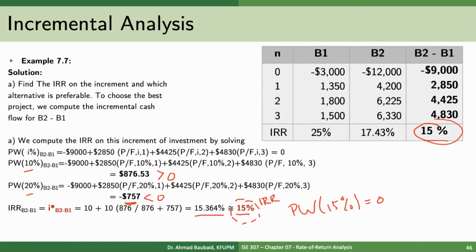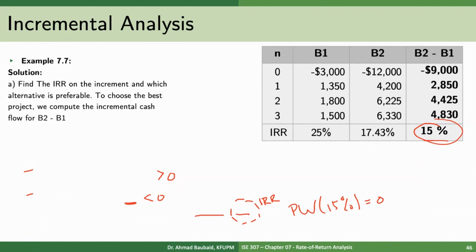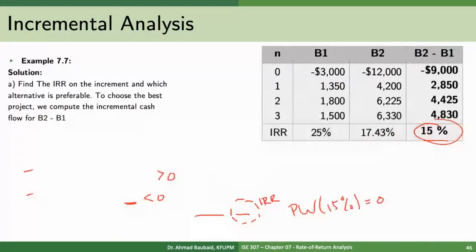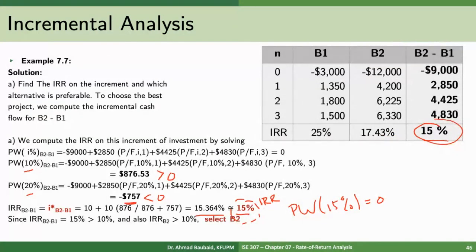Okay, now what do I need to do? Again, I just need to look at this in relationship to the MAR. This 15%, what is my MAR? My MAR is 10%, I think. I don't see it here. Yeah, it's 10%. So the 15% is higher than 10%. So obviously, I accept the incremental investment. Therefore, I'm justified in taking the costlier investment. Therefore, I select product B2.